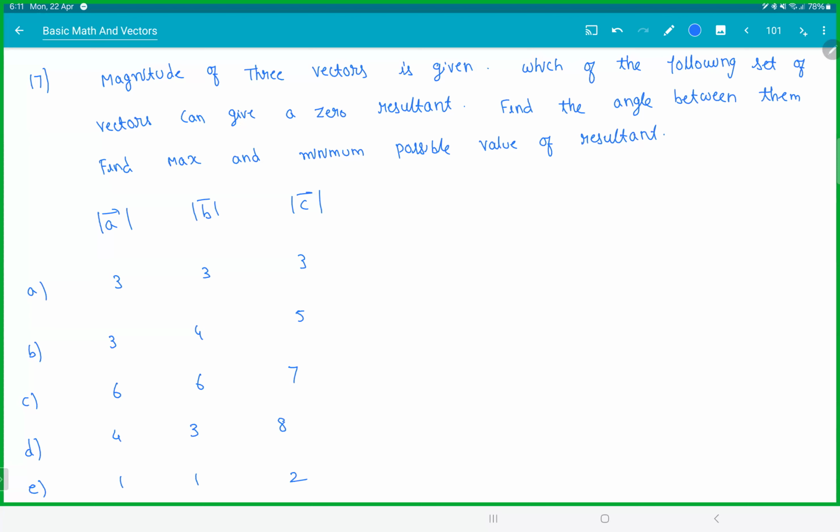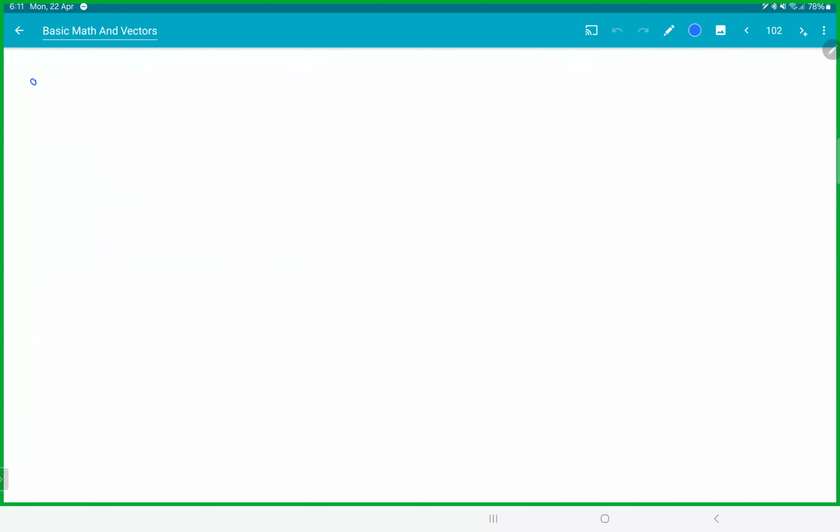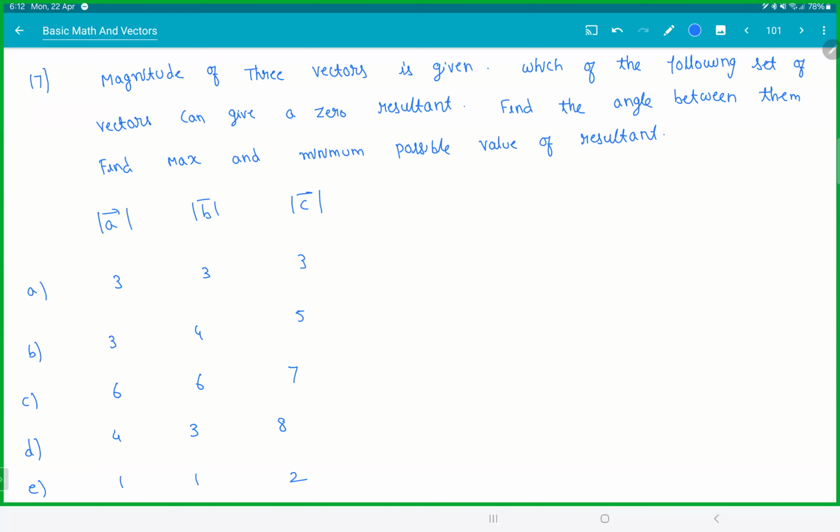So I'm just telling you there are three vectors whose magnitude is 3. Mod A bar is 3, mod B bar is 3, and mod C bar is 3. So if I give you three vectors like that, I didn't tell you the direction. You can keep them however you want. How can I make them into a zero vector? How to add these three vectors, meaning with the direction, so that you get a zero resultant.